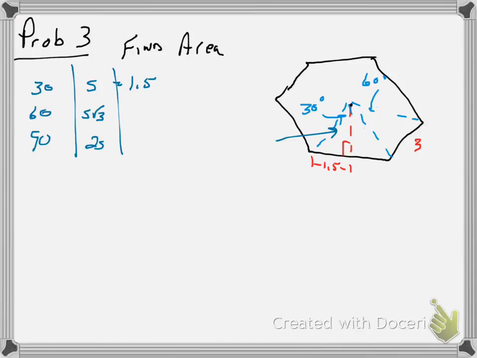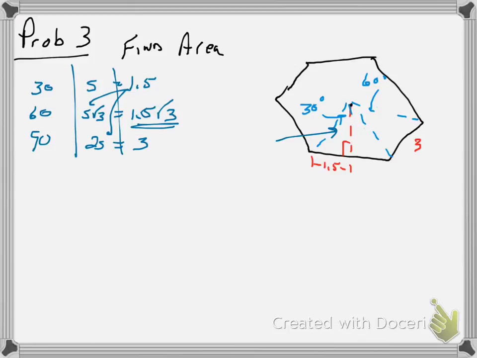Well, let's plug that back in. Plug it in here. Across from the 60 is 1.5 radical 3. And then I'm going to plug it in here as well. 2 times 1.5 is 3. So across from the 90 is going to be 3. So we end up here. What's my apothem? My apothem is across from the 60.